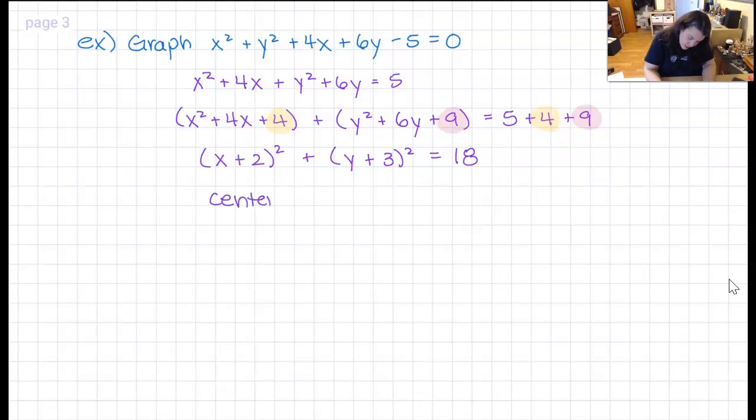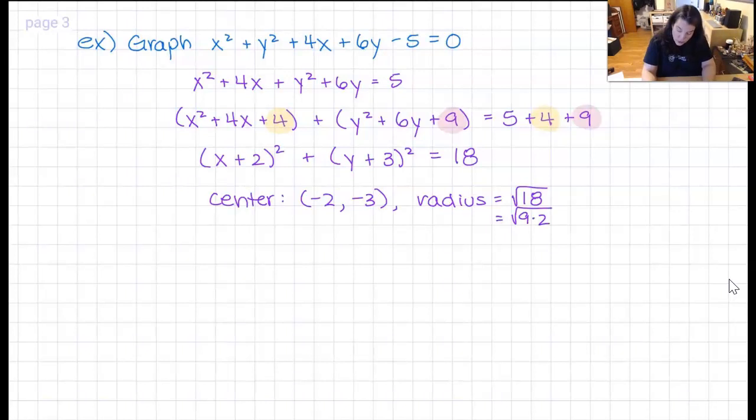The center is going to be -2, -3. And the radius is the square root of 18, which is the square root of 9 times 2, because 9 is a perfect square. So it's going to be 3 root 2. There we go. I have all my information now.